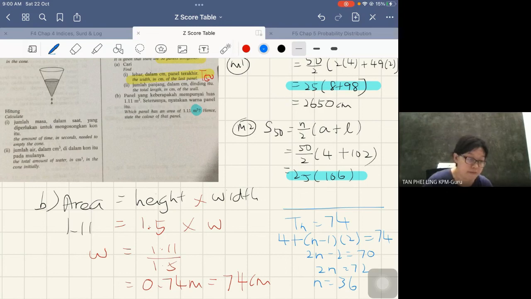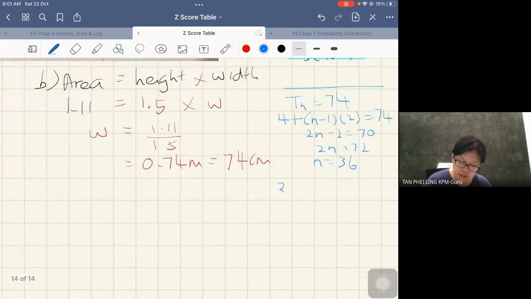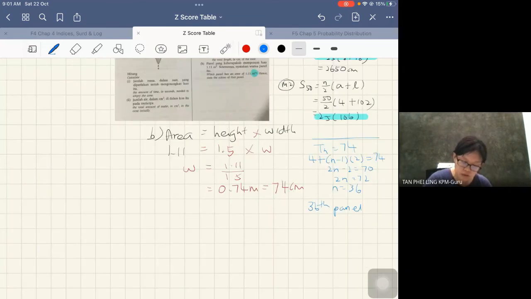36. Am I right? So hence you know that the 36 panel will have the area of 1.11. Okay, so that's it for solving this kind of questions.